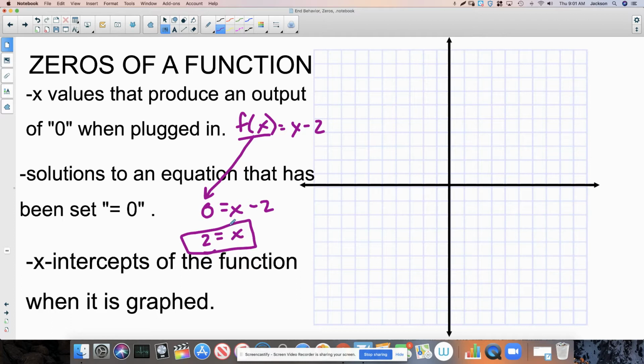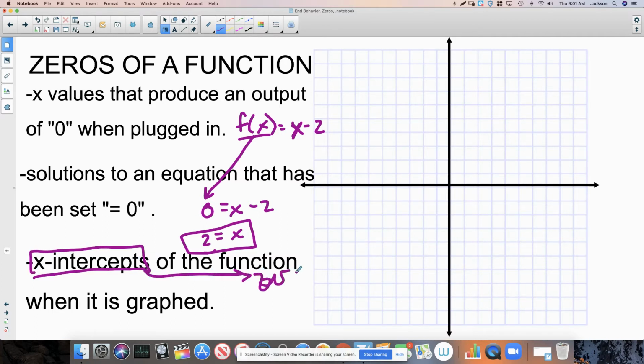If I want to know the zero of a function, I can graph it and I can look for that x-intercept. I can plug numbers in for x and figure out which one of these makes the function equal to 0. Or I can just graph the function and find its x-intercept. So just to reiterate, x-intercepts are also referred to as zeros.